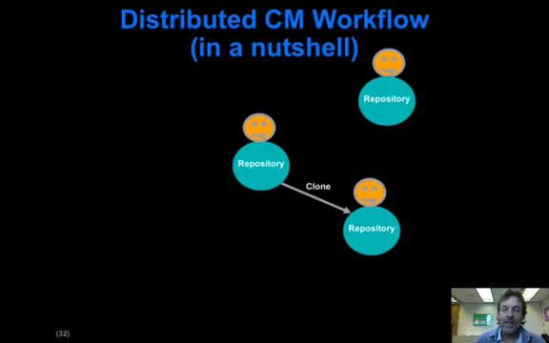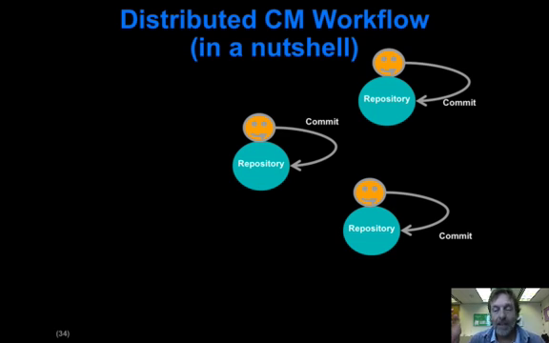Okay, then another person decides they want to get involved, they clone the repository, and now they've got their own version, and they can do commits and so forth. And everybody, in fact, can be doing commits. Okay, so far, this looks nuts, because it doesn't look like there's any collaboration actually going on.